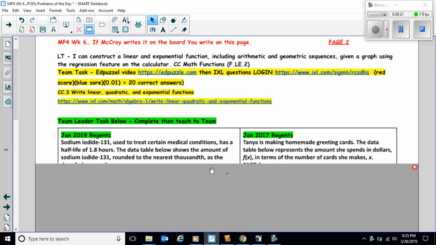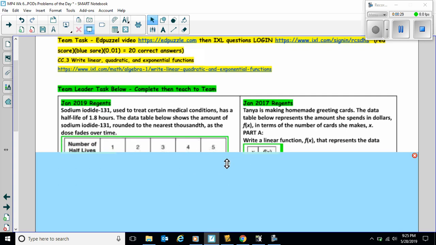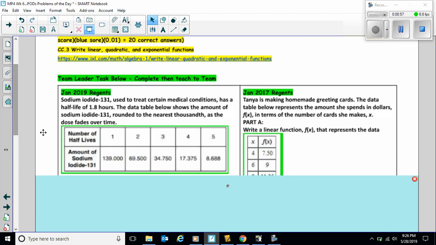So let's take a look at our question from the January 2019 Regents this past January. The question is as follows. Sodium iodine 131, used to treat a certain medical condition, has a half-life of 1.8 hours. The data table below shows the amount of sodium iodine 131, rounded to the nearest thousandth, as the dose fades over time. So what do we do?